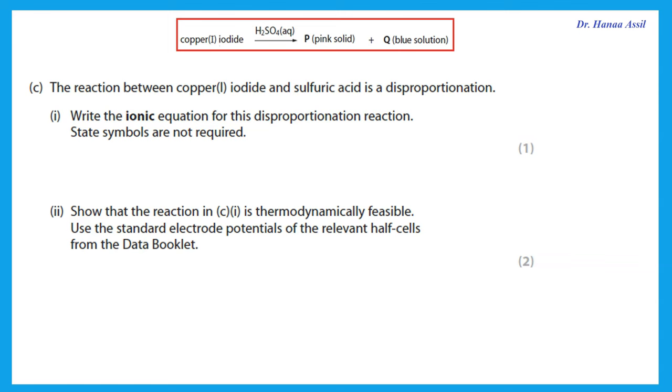Then the reaction between copper 1 iodide and sulfuric acid is a disproportionation reaction. So we said copper plus 1 with sulfuric acid forms, we said P was copper and Q was copper 2 plus. Write the ionic equation for this disproportionation reaction. So what do we do? We start with copper plus 1. It changes into copper metal, so that is from plus 1 to 0, so that is reduction. And Q, which is copper 2 plus, so that is oxidation, and you need to balance the equation.